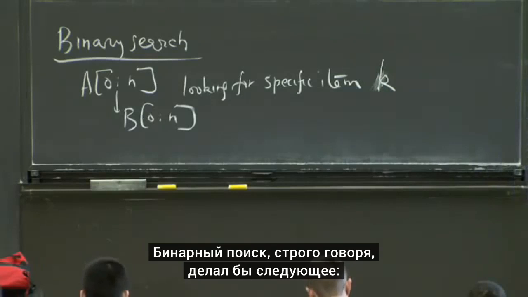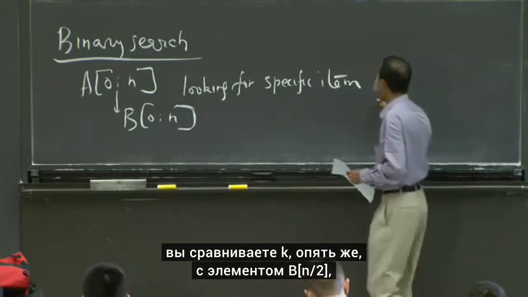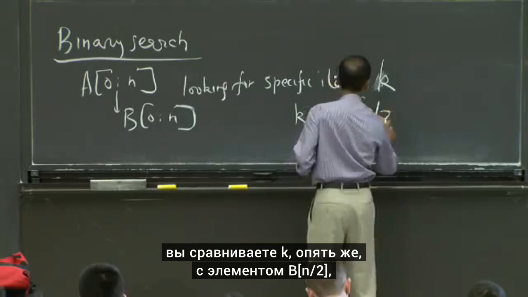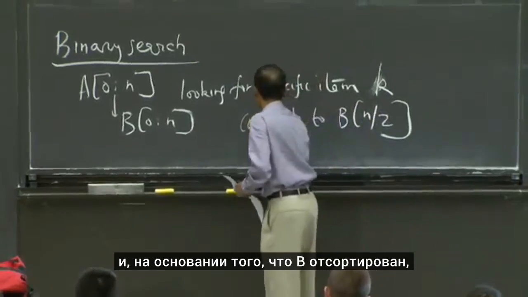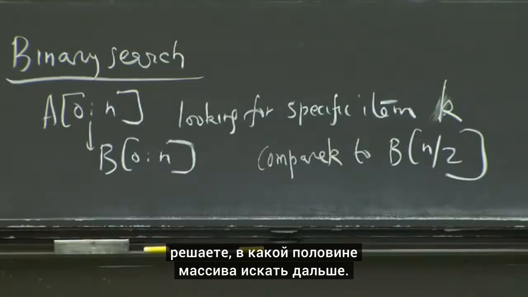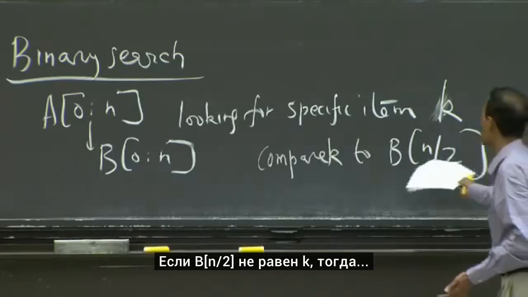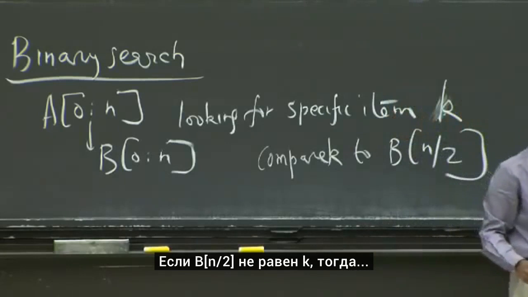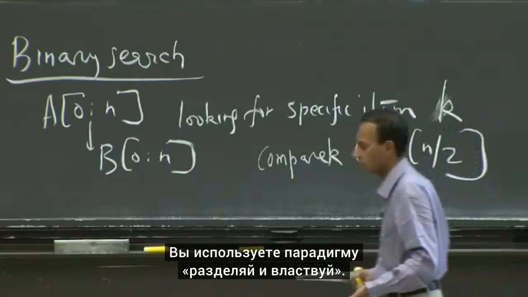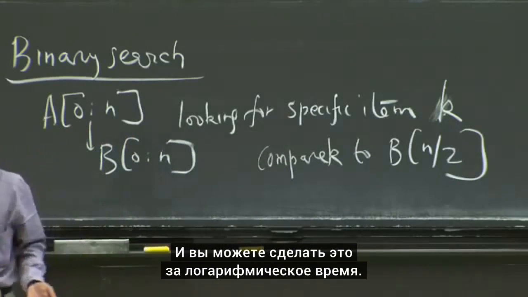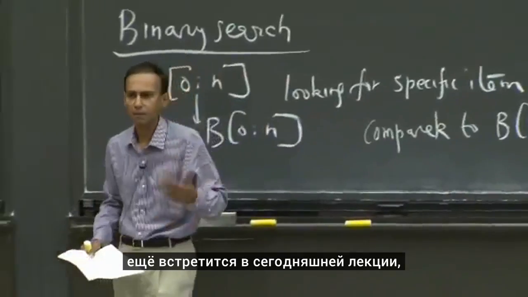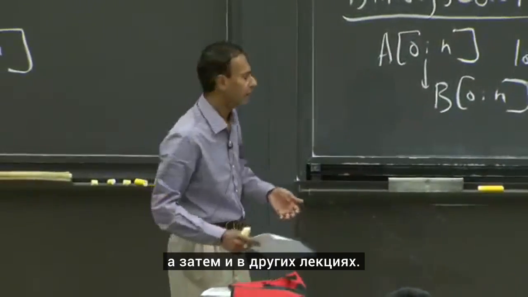Binary search, roughly speaking, would work like this: you compare k to b of n over 2, and decide, given that b is sorted, you get to look at 1/2 of the array. If b of n over 2 is exactly k, you're done. Otherwise, you look at the left half, you do your divide and conquer paradigm, and you can do this in logarithmic time. All right? So keep this in mind, because binary search is going to come up in today's lecture and again in other lectures.